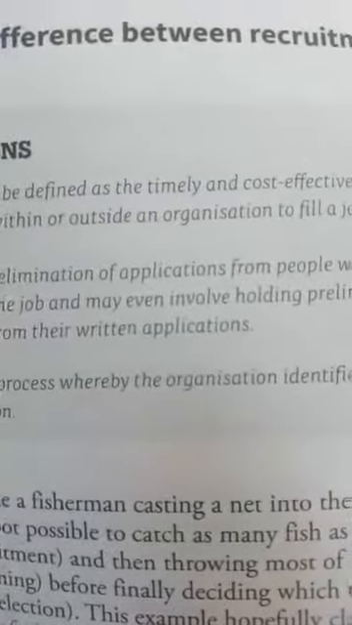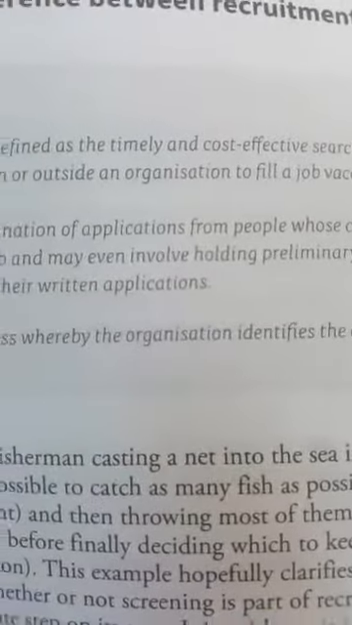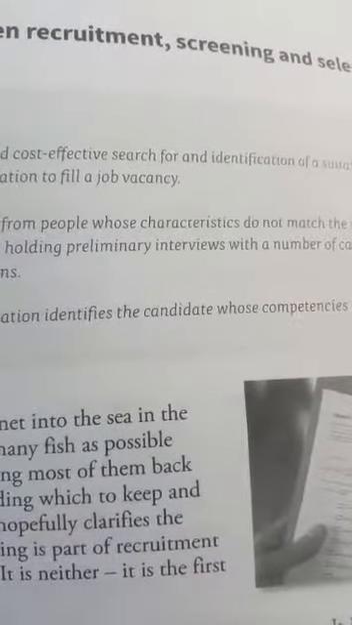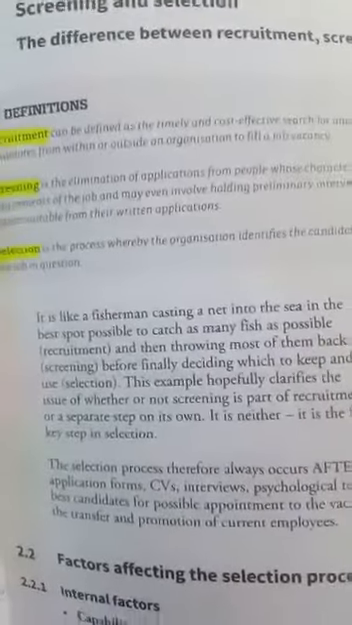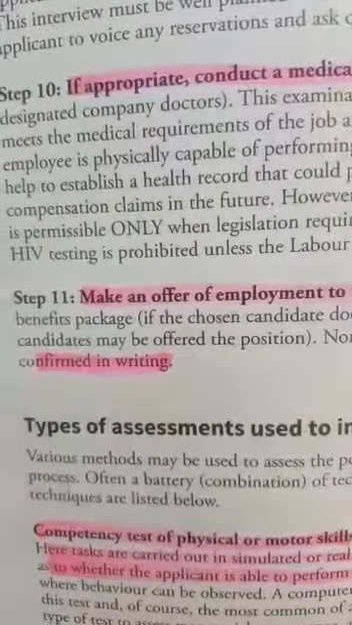Then the selection part is whereby the organization identifies the candidate whose competencies are the best match for the job in question. So that's now the selection. With the selection, you may also read the other pages, like the selection process. You can find that on page 28, page 29, and page 30. You also find the competencies and types of assessments on page 30.